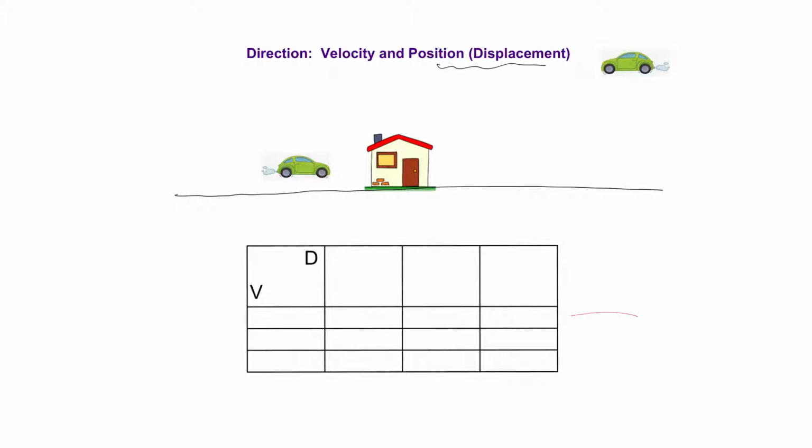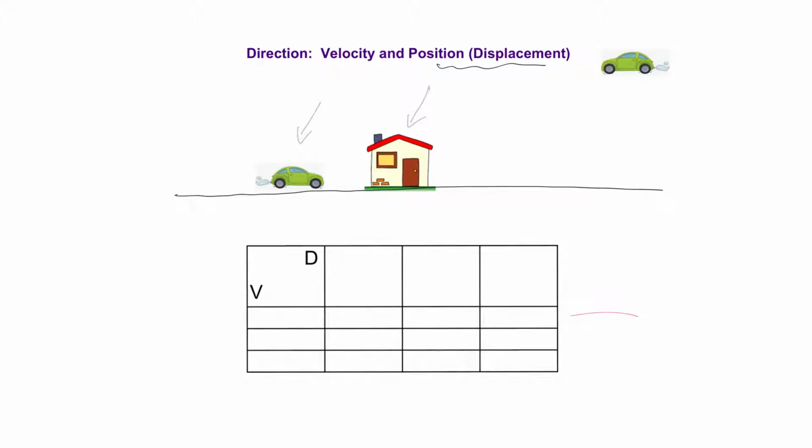So in this case, you see a house. So here's a house, and then here is a car. Now the car right now is to the left of the house. When something is to the left of the house, in this case, it is negative. The displacement is negative, meaning to the left.